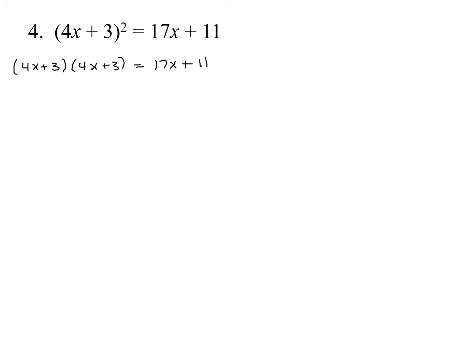So if I FOIL them, 4x times 4x will give me 16x squared. That's the first one. The outside will give me a 12x. The inside will also give me a 12x. And the last ones will give me a plus 9. So if I add those together, I'll end up with 16x squared, 24x, and 9.